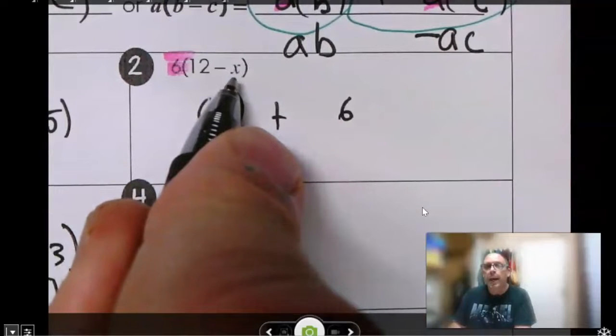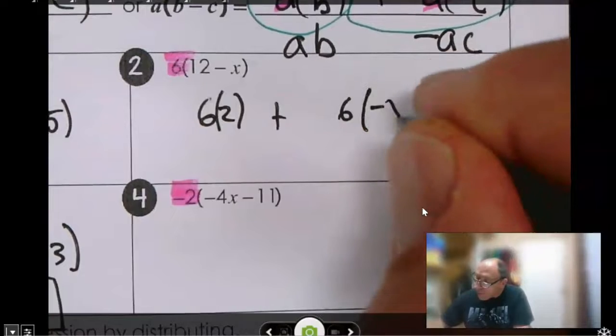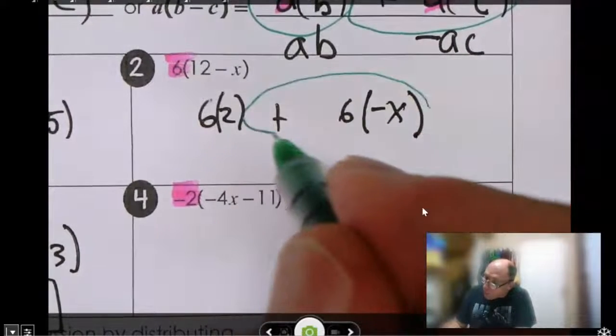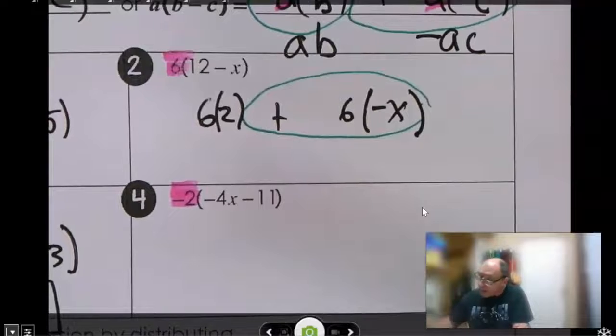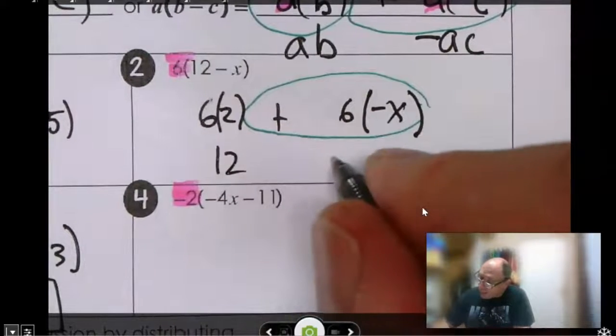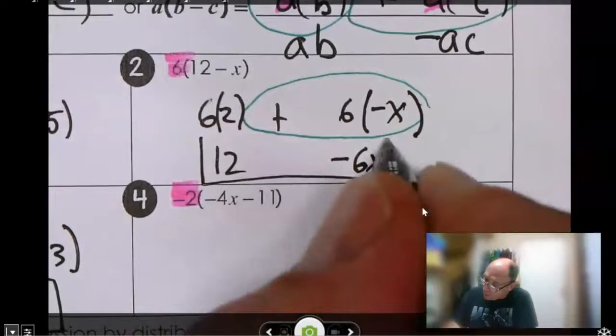And I hope you didn't say x, because it's not an x. It's a negative x, right? And we need to remember that so that I know that this term, the whole thing, is landing up to be negative. So this becomes 12 and a negative 6x. So we've got 12 and a negative 6x.